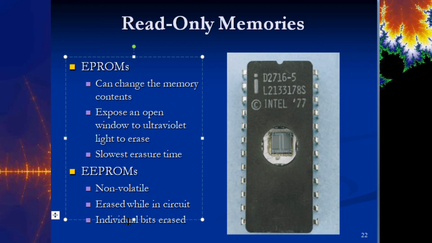So here with the EPROM, you've got to pull it out and expose it to the ultraviolet light for a certain period of time, and it will erase everything, and then you can overwrite it. Whereas with an EEPROM, you can erase it while it's in the circuit, with a signal. Now here's the thing, these are still not built to be written over and over.